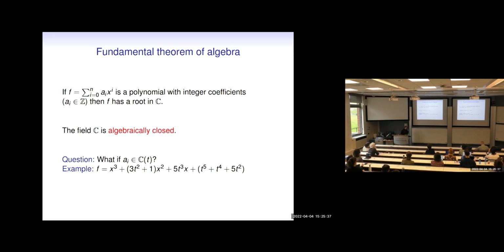But the question I want to start with is, what if I replace the complex numbers by a field of rational functions? So let's start with just rational functions in t. For example, you might have a polynomial like x cubed plus (3t squared plus 1) times x squared, plus 5, etc. The point here is you should think about the t as living in the coefficients and the variable is the x. So our goal now is to solve for x in terms of t.